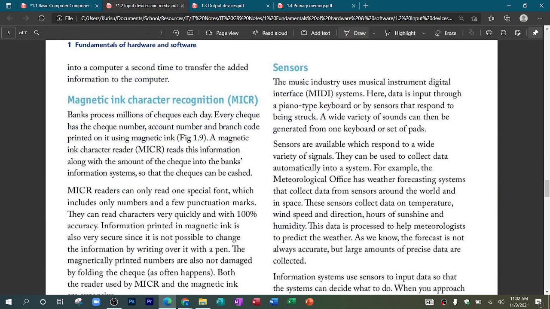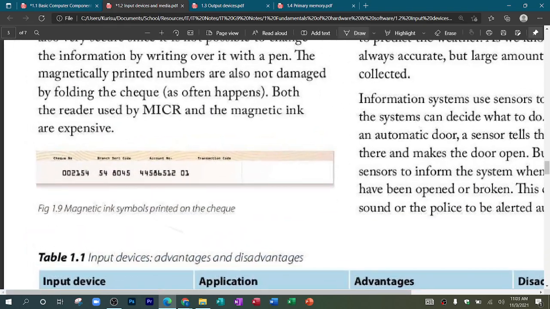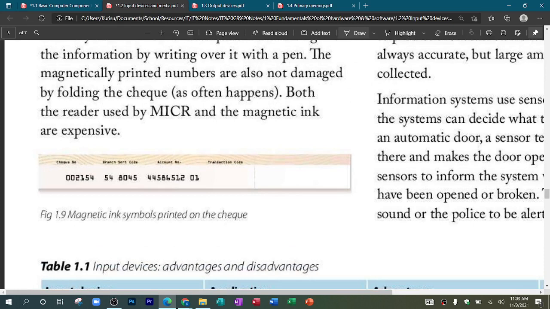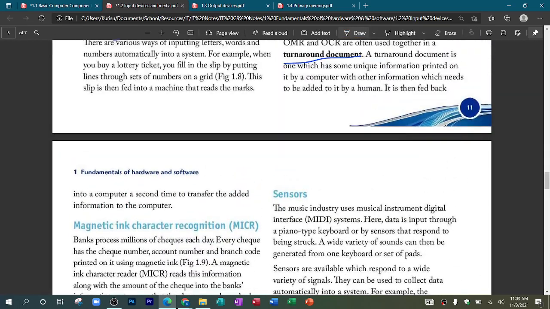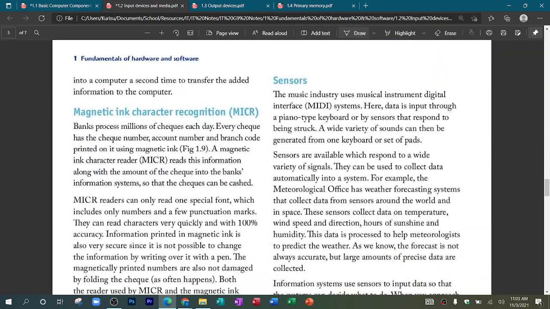The next type of direct data entry device is the magnetic ink character recognition, MICR. This is the magnetic ink that is on a check. It is used to transfer information. If you can see at the top here, it transfers the check number, the branch number, account number, transaction code, and so on into the system automatically. So you have to remember how these devices function from each other, how they transfer their data.